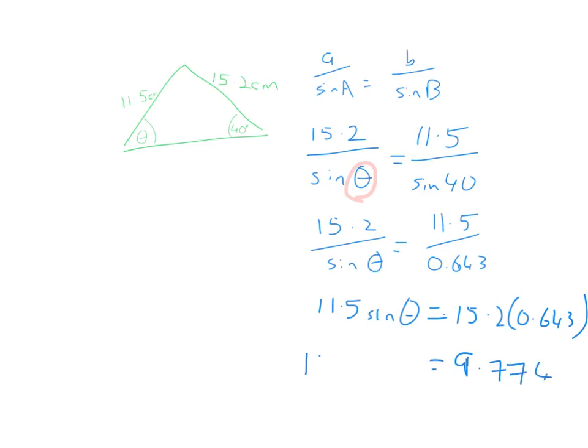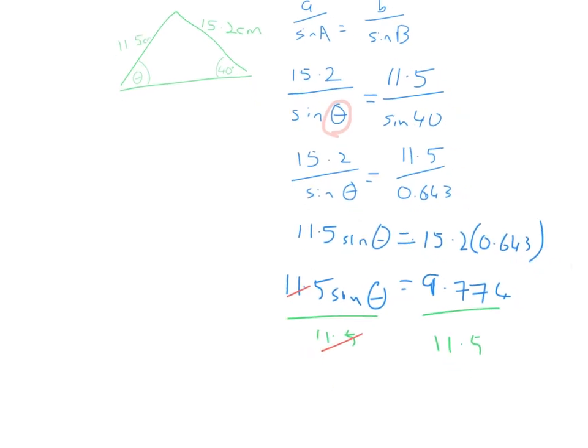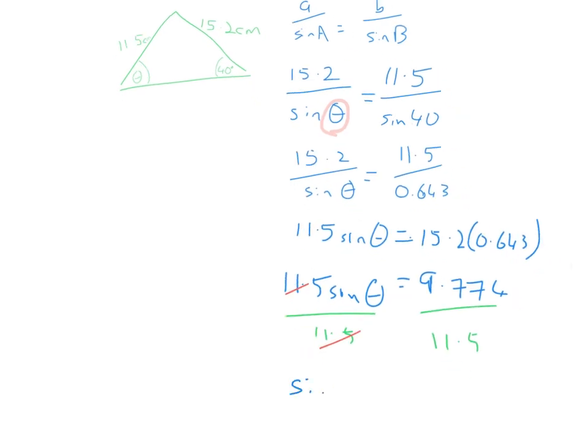And on the left hand side, 11.5 times the sine of theta. We can't figure out yet because we actually don't know it. So we want to get rid of the 11.5. So the way we do that is divide both sides by 11.5. That will cancel on the left, so we get sine theta on the left. And on the right hand side, we get 0.85.